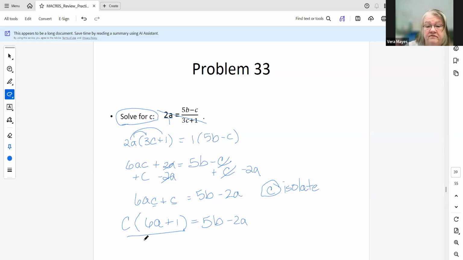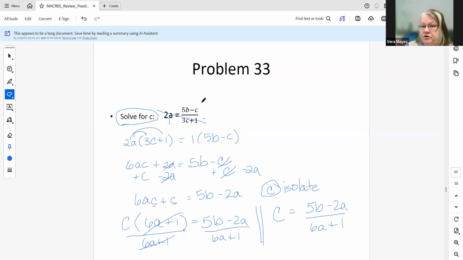All we have to do is divide by this factor on both sides. And then our c is isolated. And there's our final answer.